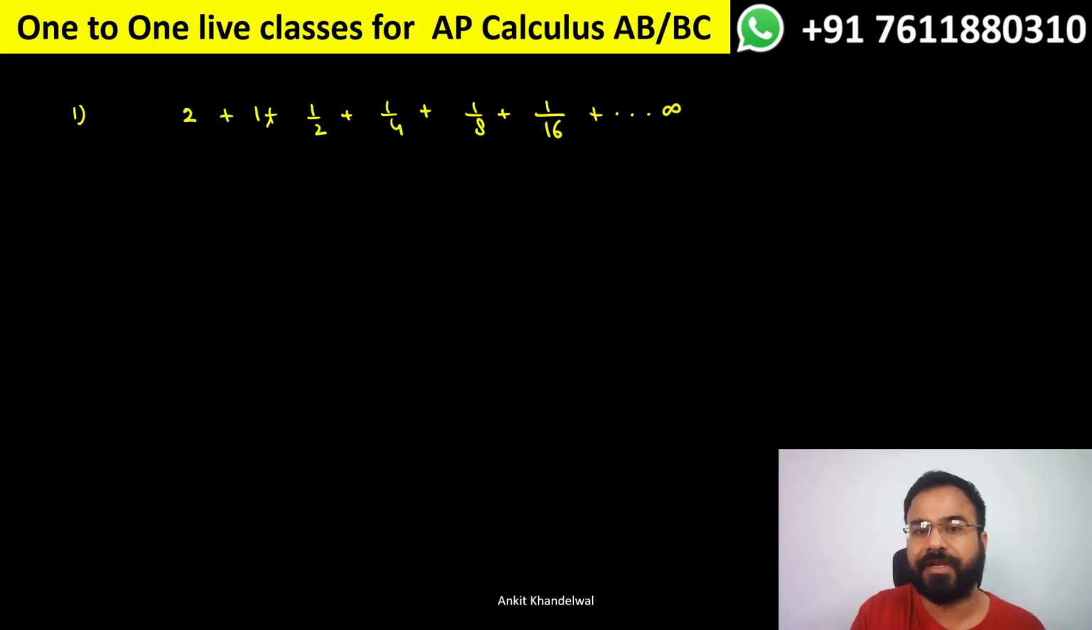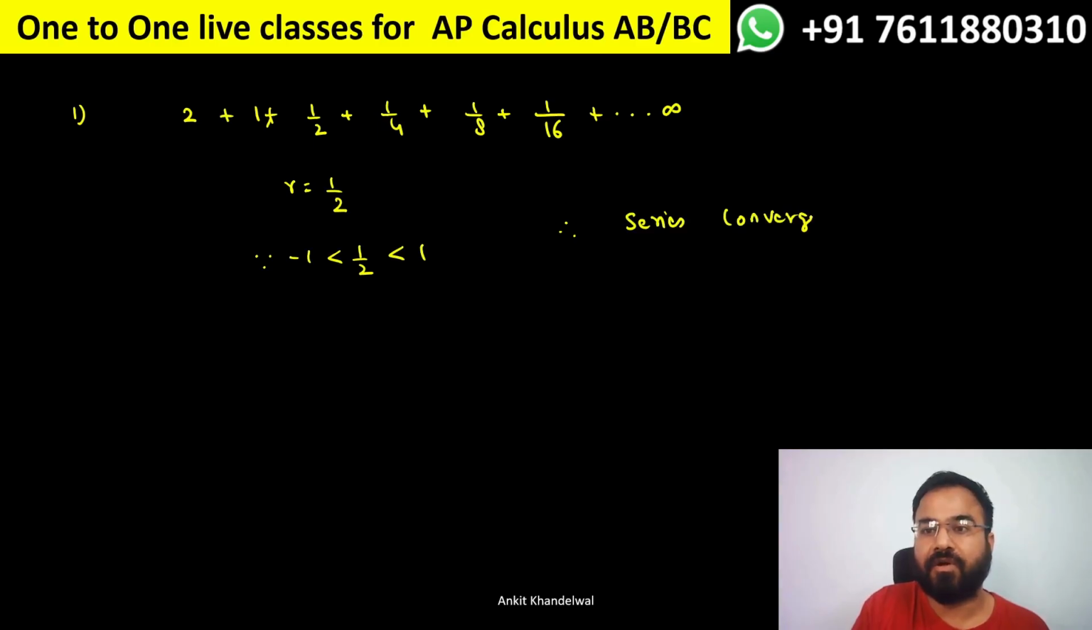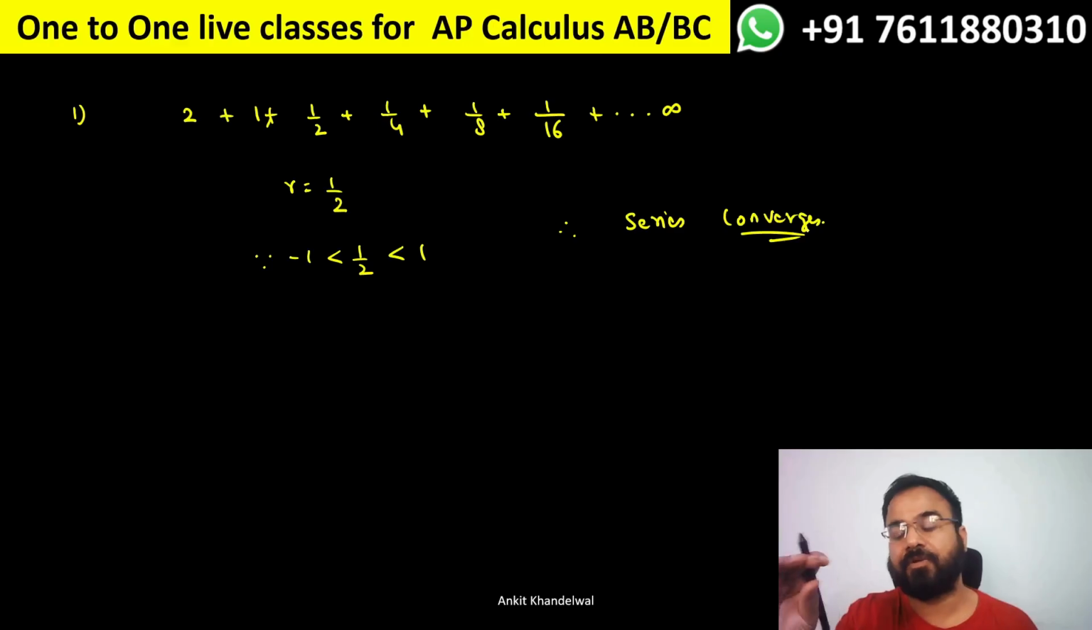Here you can clearly see that the terms are getting smaller. What is the common ratio over here by which we are multiplying to get the next term? We are multiplying by 1/2. So the common ratio is 1/2. We can simply say, since 1/2 lies between minus 1 and plus 1, the series converges, because the terms are getting smaller and the sum will become finite.